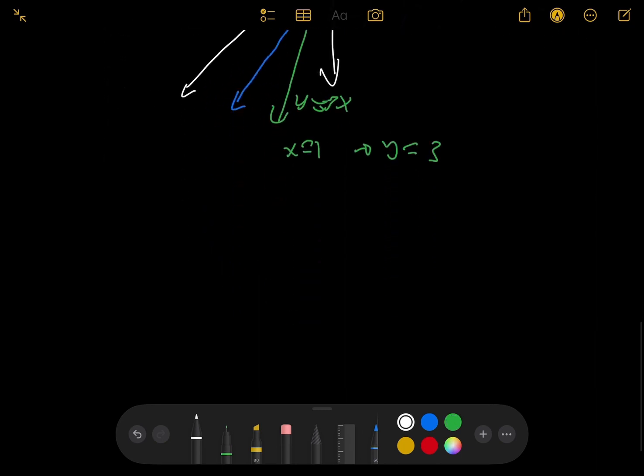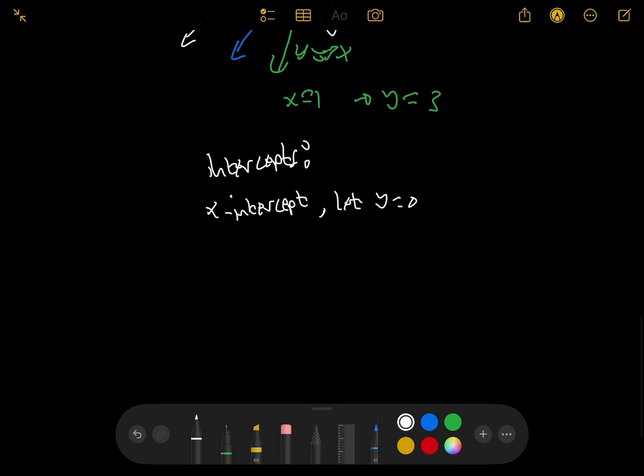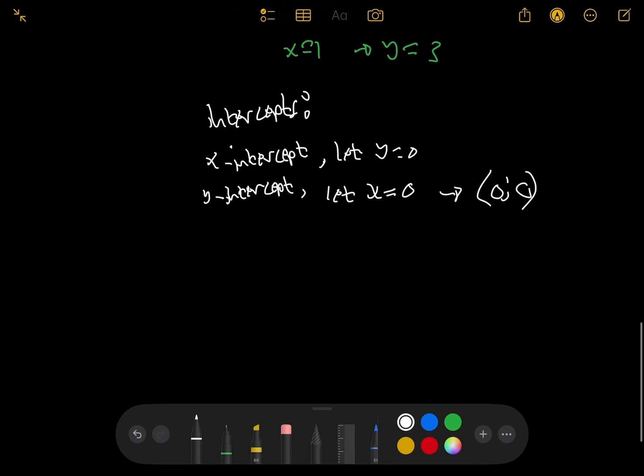Continuing, we also learned about intercepts. For our x-intercept, we knew that we had to let y equal 0, and for our y-intercept, we knew that we had to let x equal 0, where we would end up with (0; c), the constant, as I highlighted above.